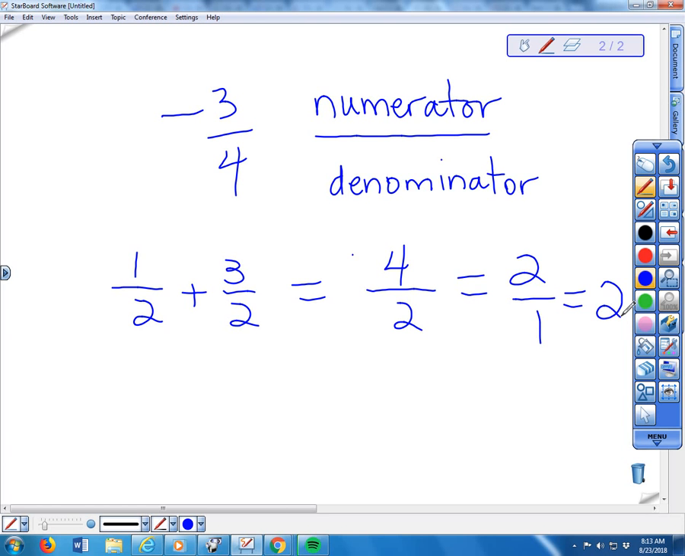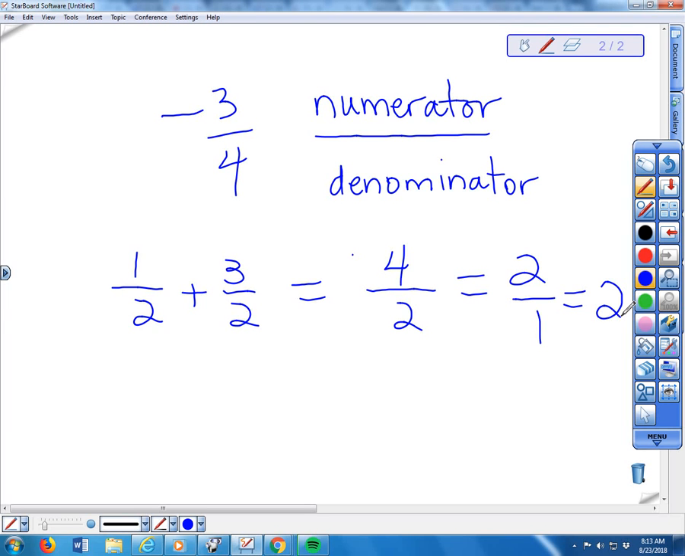Okay, so every whole number that you know, 3, 4, 5, 7, 11, 1,000, can be written as a fraction by just putting the denominator equal to 1. Okay? So every number is really a fraction, but most numbers that are integers or whole numbers just have the denominator of 1, so you don't have to write that denominator, you can just write the whole number. Everybody with me so far?